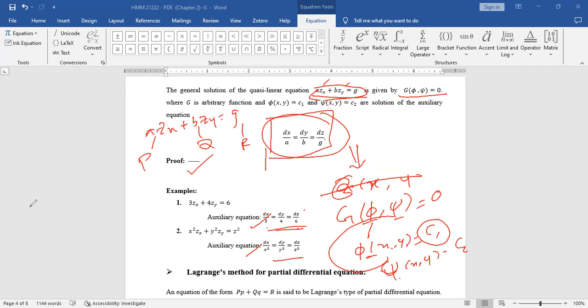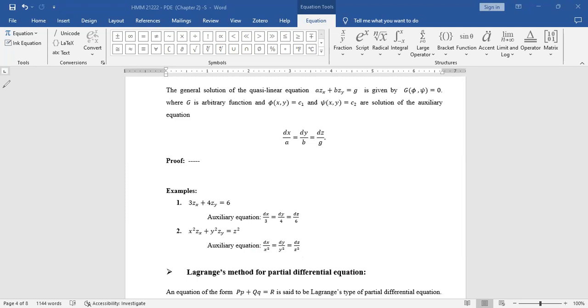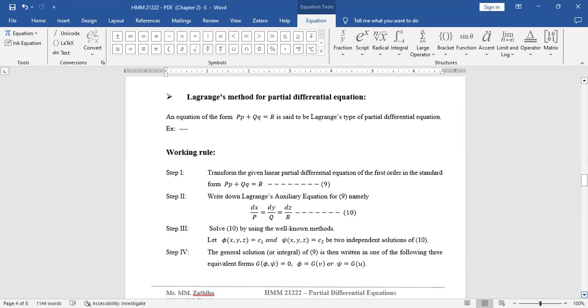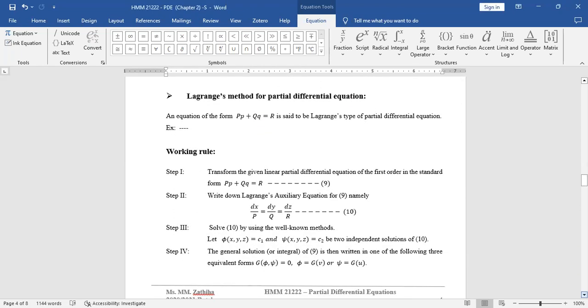So I will go back to the questions today. Okay, let's use this and see how it is used. This is known as the Lagrange method. Lagrange's method for partial differential equations says that if an equation is of the form, this equation we call a Lagrange equation: capital P p plus capital Q q, which is equal to R.